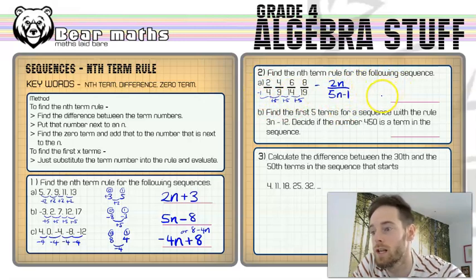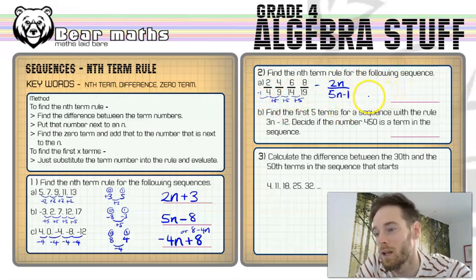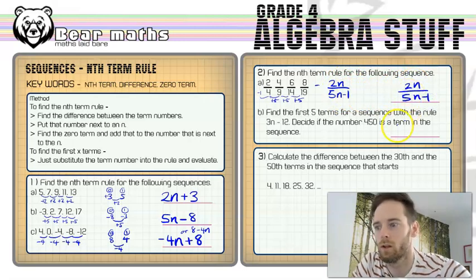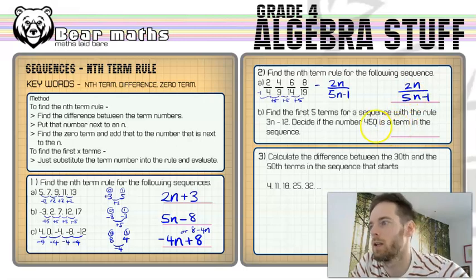It's fractions, it's literally just doing the same thing as what we did twice. Do it for the top of the fraction, you do the rule for the bottom of the fraction. And there's our nth term rule for that, which is pretty pleasant, really. Looks really cool, looks mathy, looks like you know what you're doing.